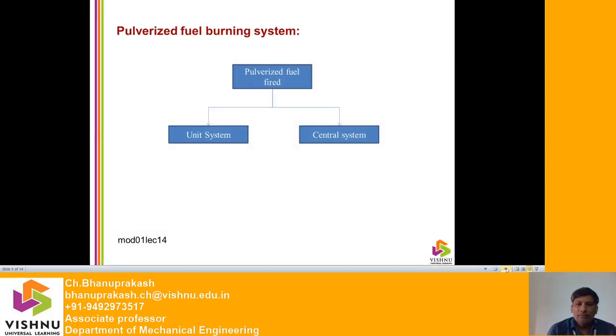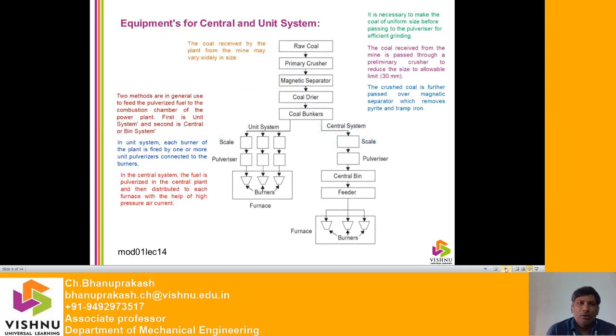The pulverized fuel burning system is classified into two: the unit system and the central system. So what are the equipments for central and unit systems? See here, this is the raw coal. The coal received by the plant from the mine may vary widely in size. So it is necessary to make the coal of uniform size before passing to the pulverizer for efficient grinding.